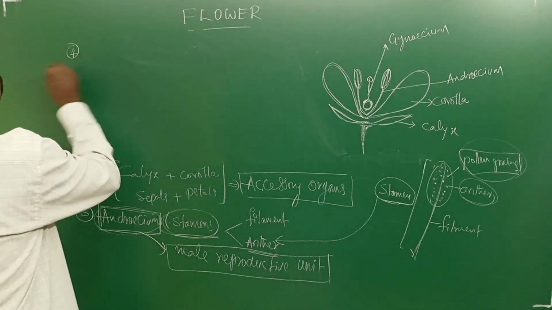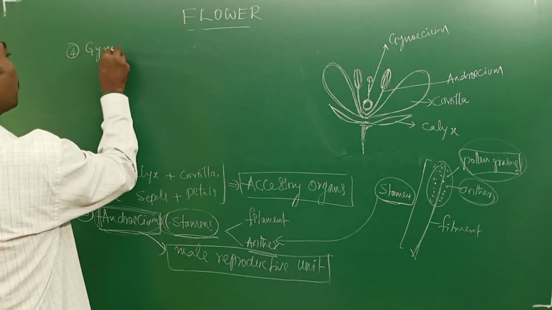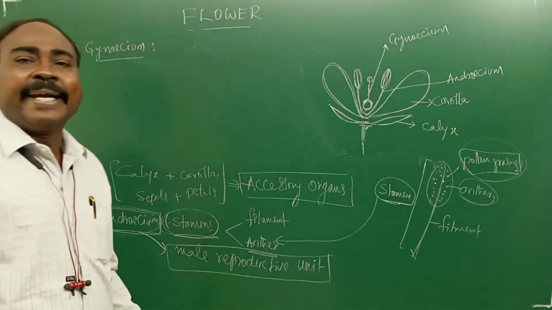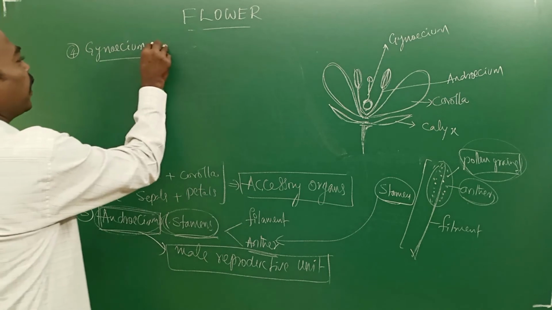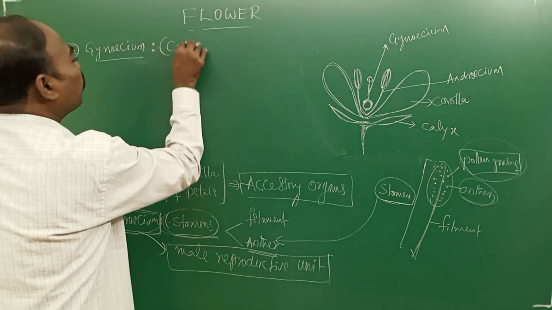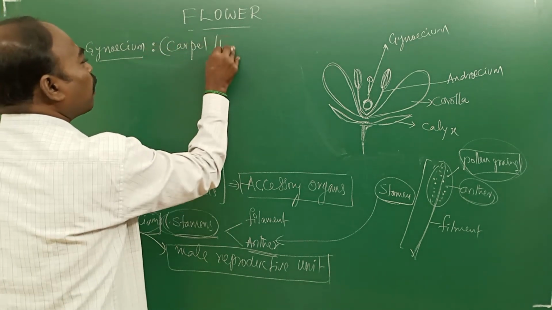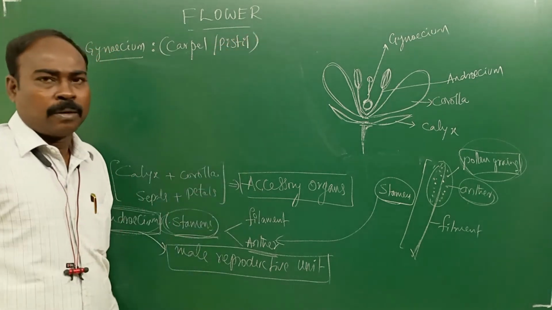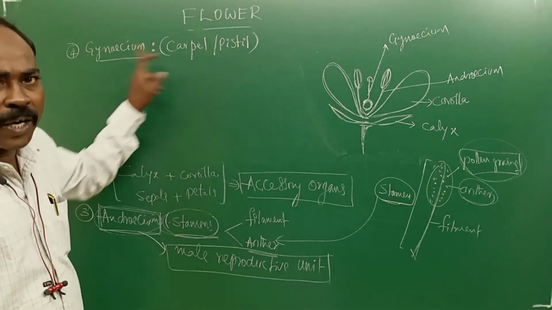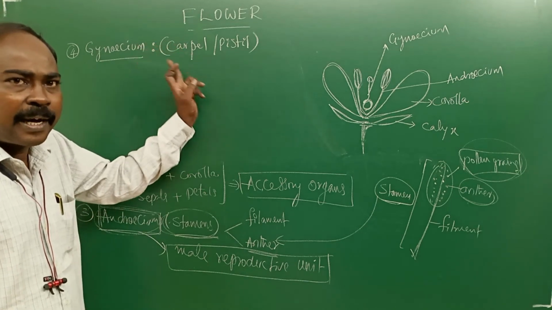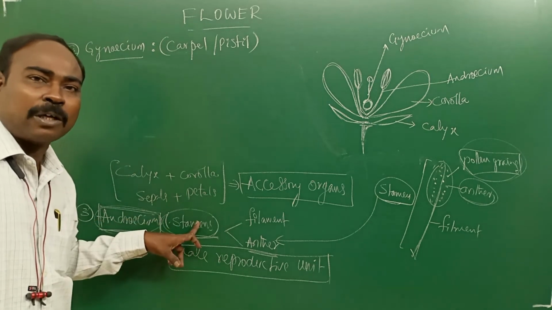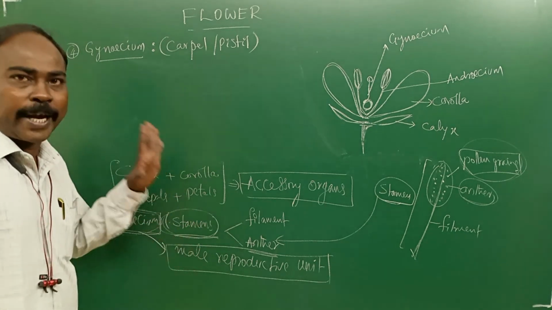The fourth whorl produces the gynoecium. The modified leaves of the gynoecium are called carpels or pistils. The modified leaves of the androecium are called stamens.